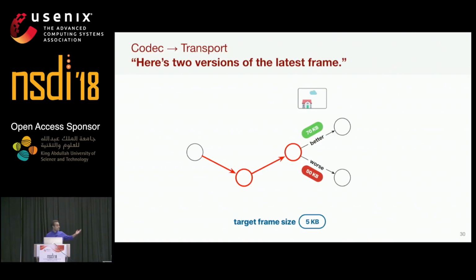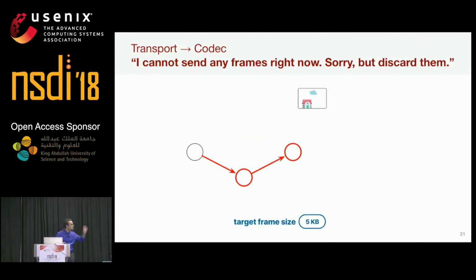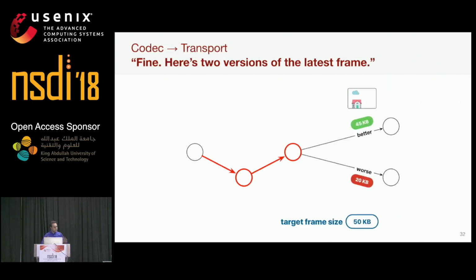And sometimes, like in this situation, you can see that the transport thinks that the network can't handle more than 5 kilobytes. But the frames are 70 kilobytes and 50 kilobytes. So transport just tells the codec, sorry, just discard all of them. I'm not going to send anything at all. And the codec says that it's completely OK. I'm going to encode the latest frame from the camera, and I'm going to base it on the previous state. Don't worry about it.